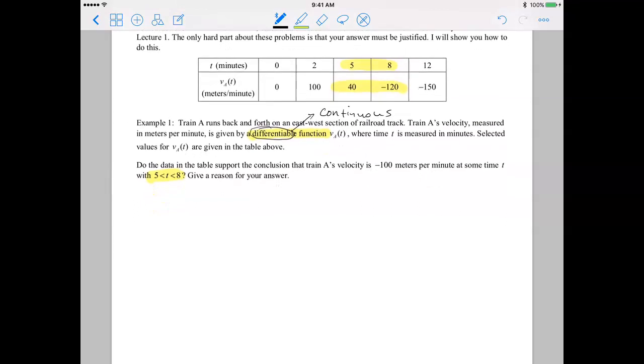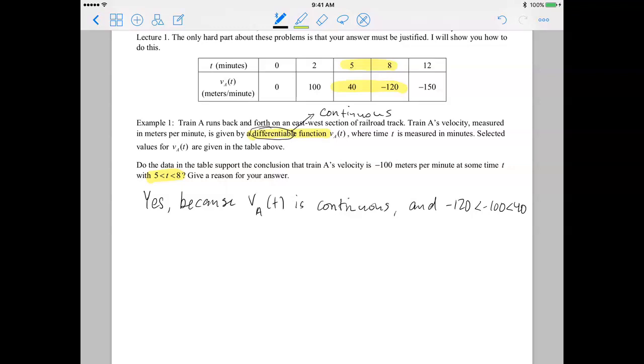And so what we're going to say when we answer this question is, first of all, yes, because we have to state the hypothesis of the intermediate value theorem. So we're going to say because v sub A of t is continuous, and the reason that we knew it was continuous is because the original problem said that it was differentiable, which implies continuity. Because v sub A of t is continuous and negative 120 is less than negative 100, which is less than 40.